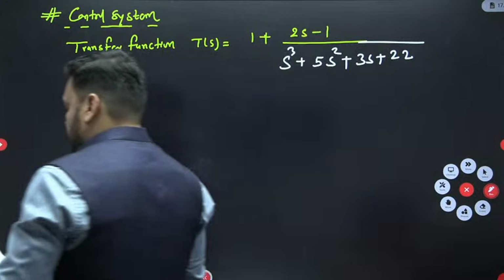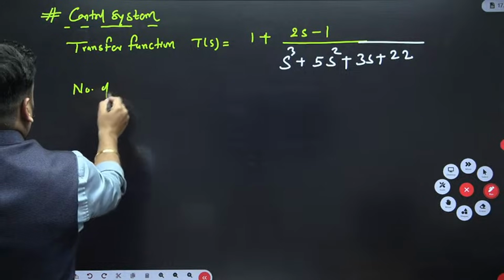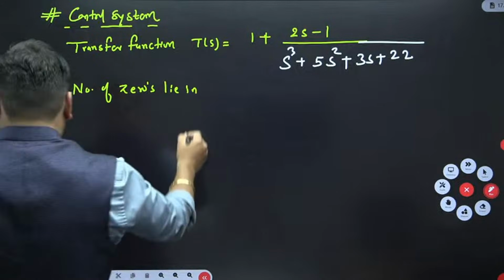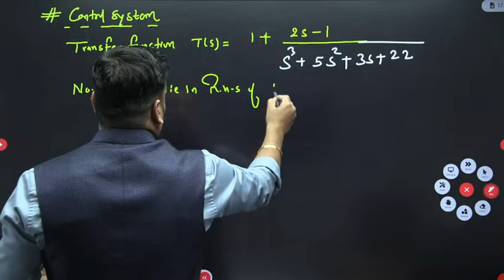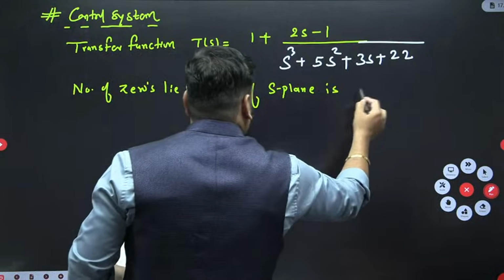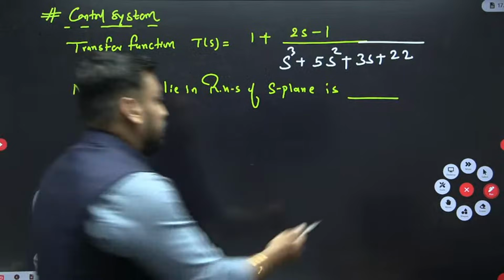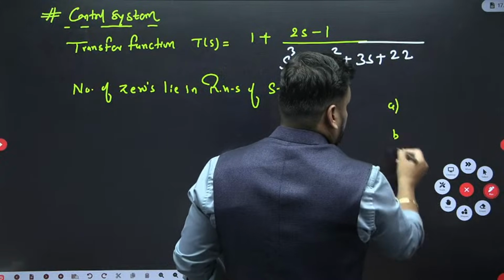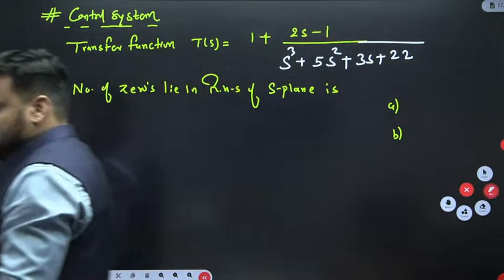The examiner is asking for the number of zeros lying in the right hand side of the s plane. It is an MCQ question, I think, so we have different options A, B, C, D. I don't have the option data, but we need to find how many zeros exist in the RHS and write that number.